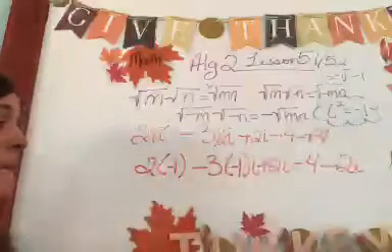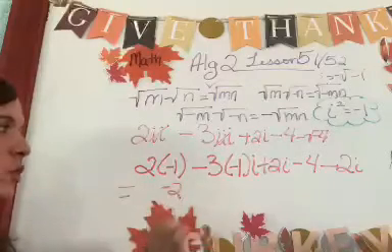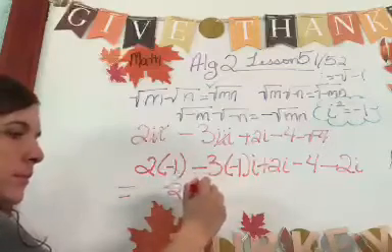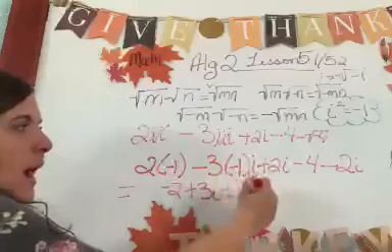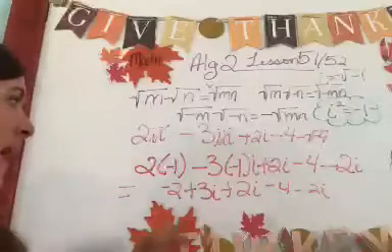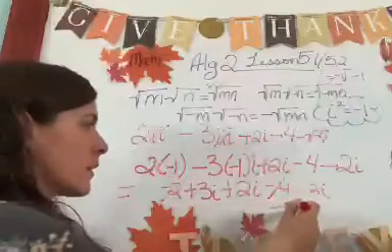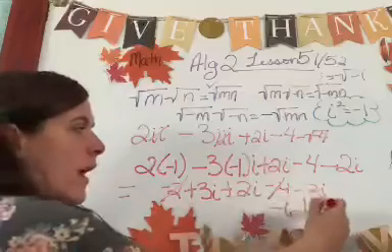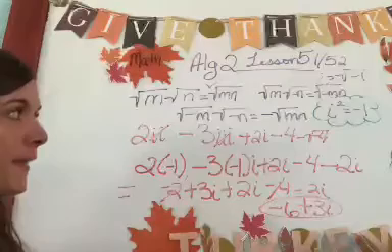Okay? Then we finish distributing. 2 times -1 is -2, and we've heard it, 2 times -1 is -2. -3 times -1, positive 3i. Don't forget your i because it's right there. Plus 2i minus 4 minus 2i. Okay. Then we combine our like terms. I have -2 and -4 is going to give me a -6. Plus 3i plus 2i is 5i minus 2i is 3i. So here's your answer. -6 plus 3i.